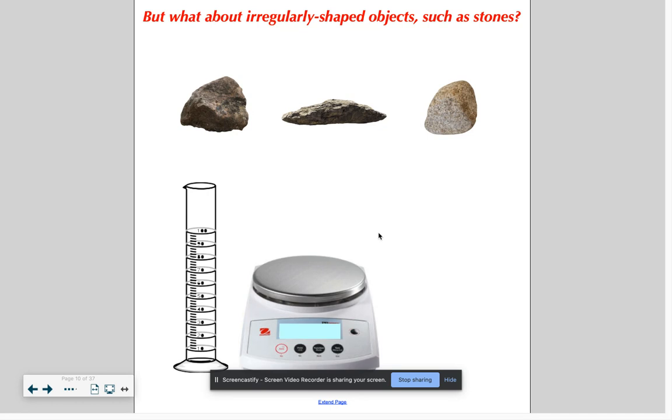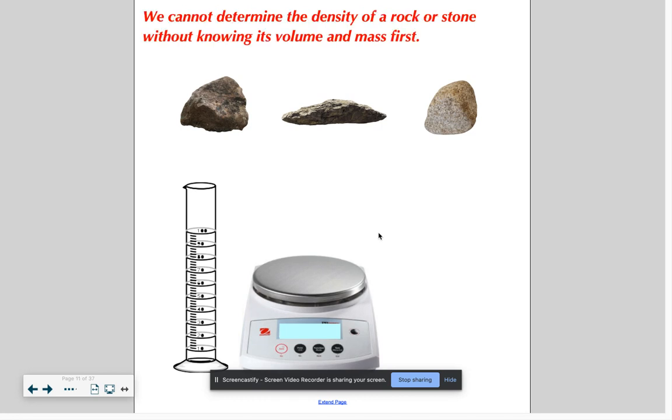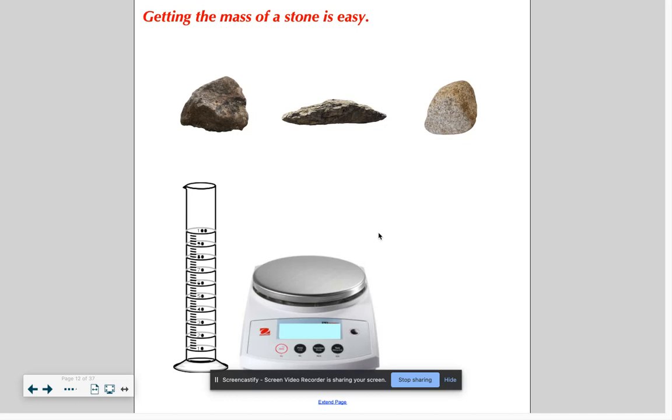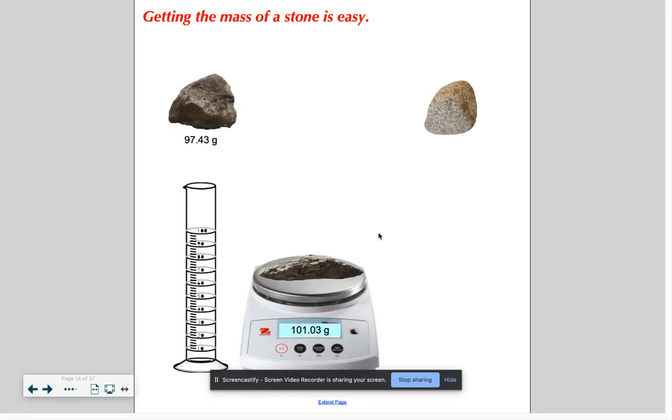But what about irregularly shaped objects? We have a lot of things where sometimes we're trying to figure out the volume of them, and these present a challenge. We cannot know the density of something until we know its volume. Getting the mass of these things is always easy. As long as they are not too heavy, they work on our scales that we have in the classroom. So we could put these 3 stones on scales and determine their masses.